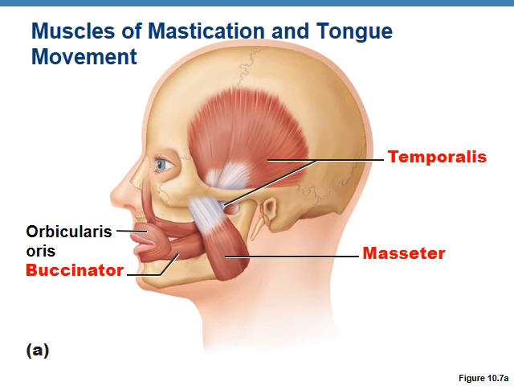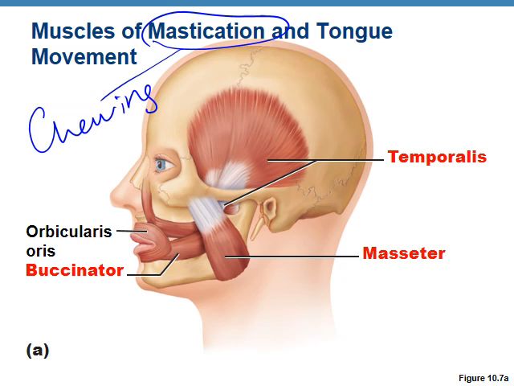Here we have the muscles necessary for mastication, which is chewing. So we have the buccinator here. Buccinator allows you to purse your lips or blow. We have the masseter here. The masseter is responsible for elevating the mandible.